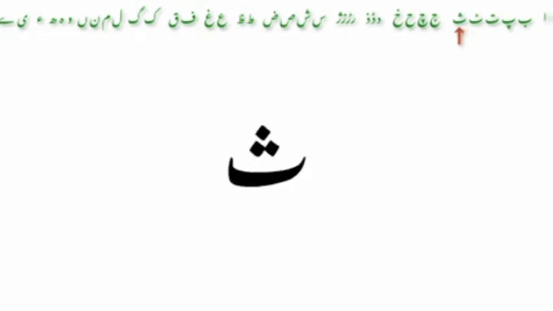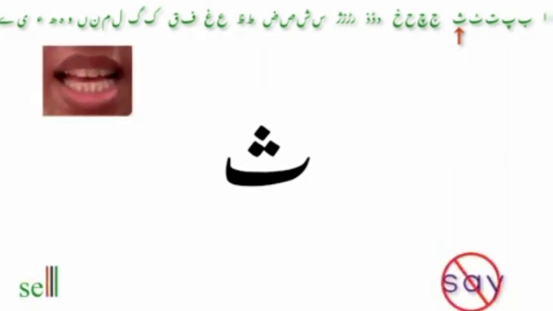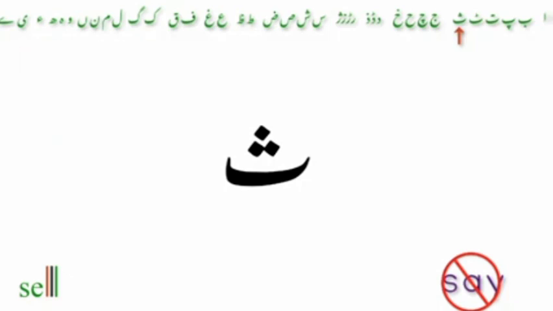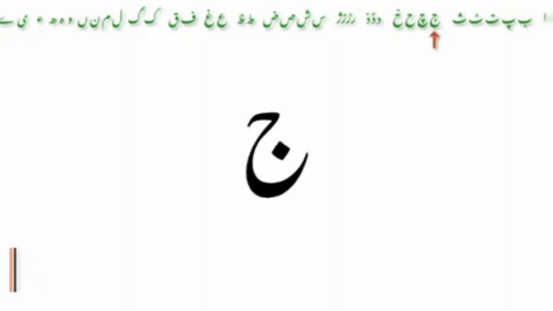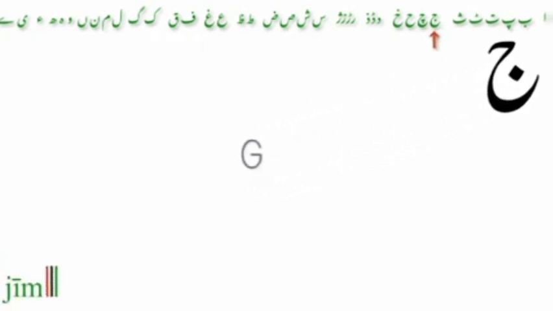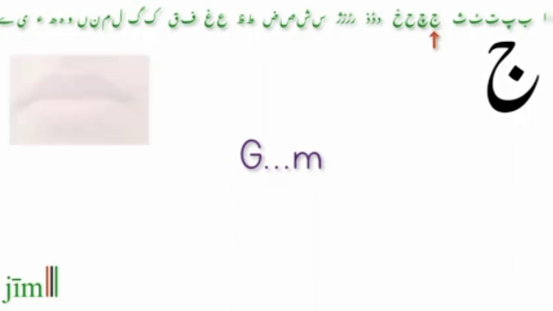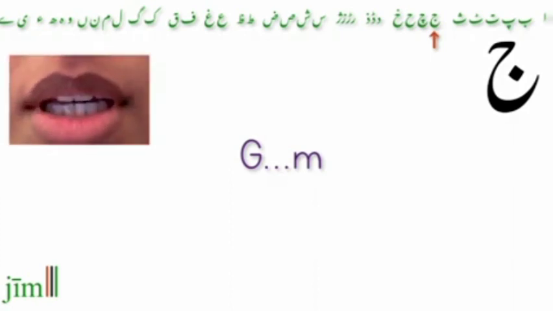Next, we've got se. So it's not say, it's se. Then we've got jeem. It's like saying the letter G and then ending with m. Jeem.